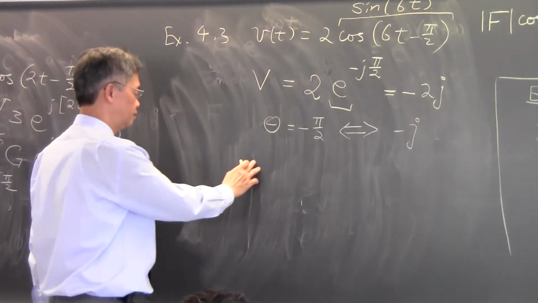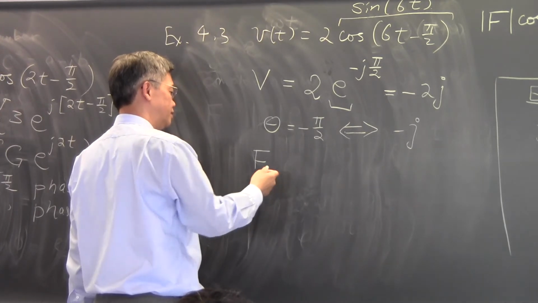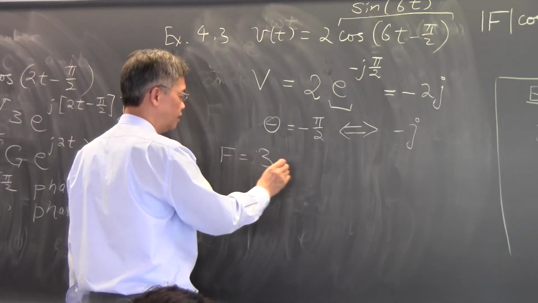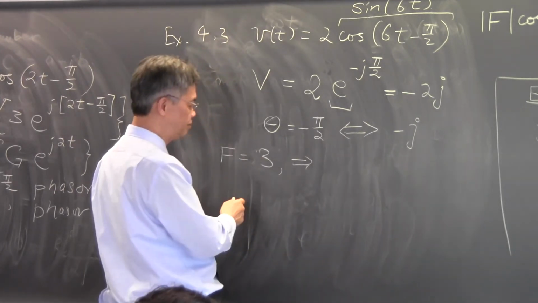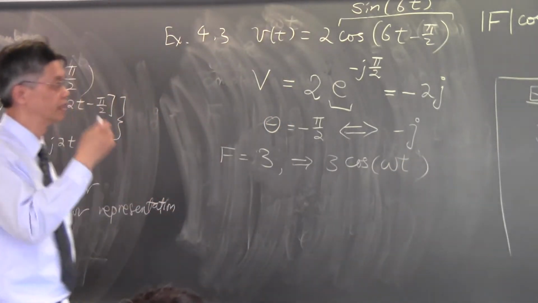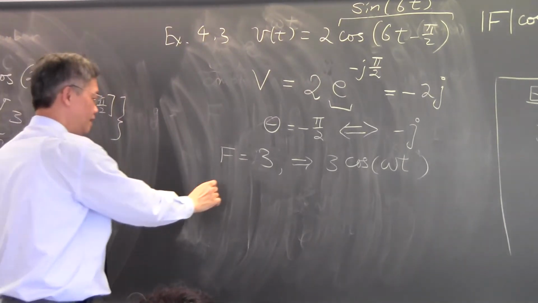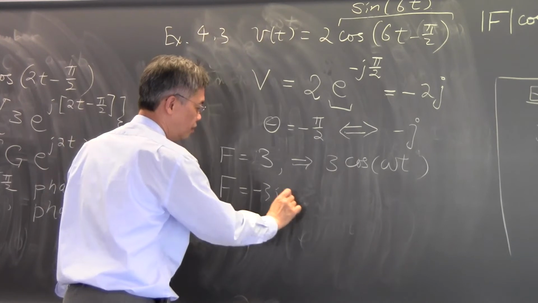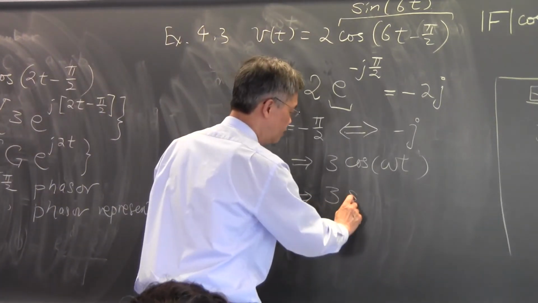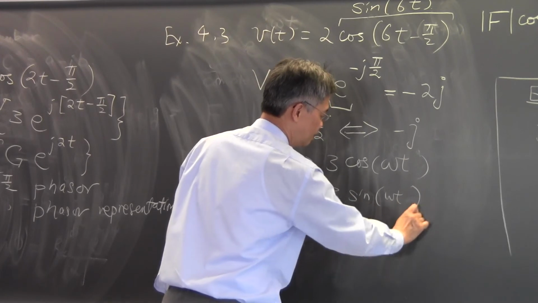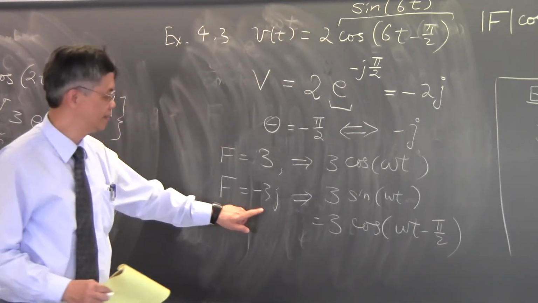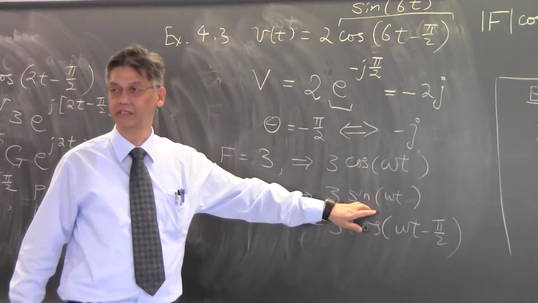If you have a phasor, a phasor number which is real, say f is equal to 3, then the cosinusoidal function that corresponds to this is 3 cosine omega t, for instance, if you keep omega arbitrary. But if you multiply this by minus j, then its cosinusoidal form will be 3 sine of omega t, because this actually comes from 3 cosine of omega t minus pi over 2. The minus j gives me minus pi over 2. Minus pi over 2 converts this into a sine.